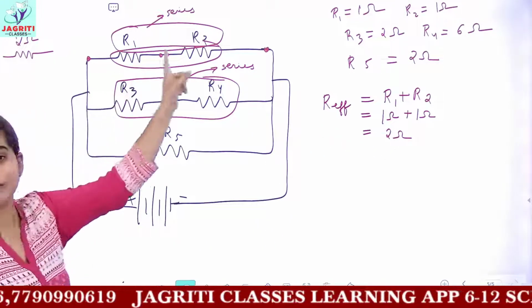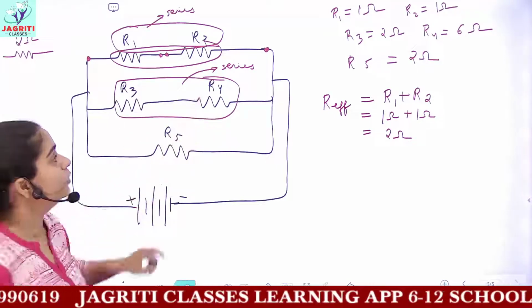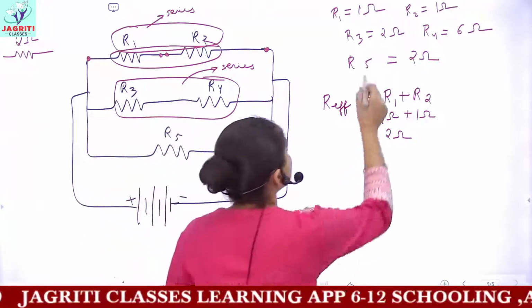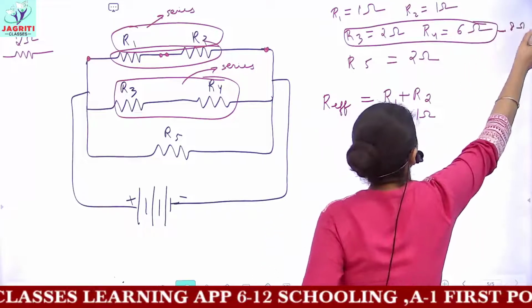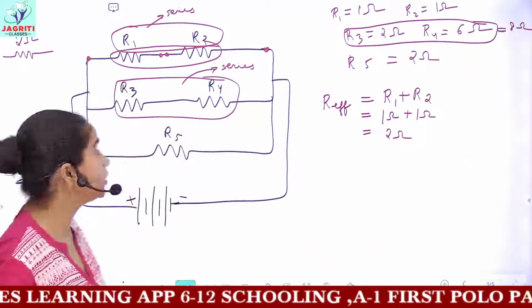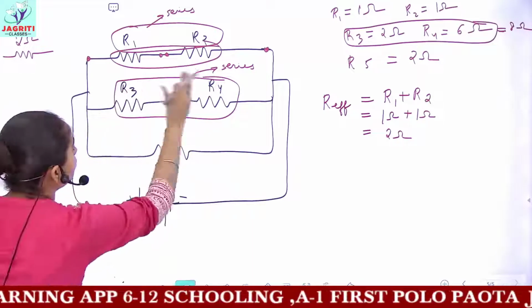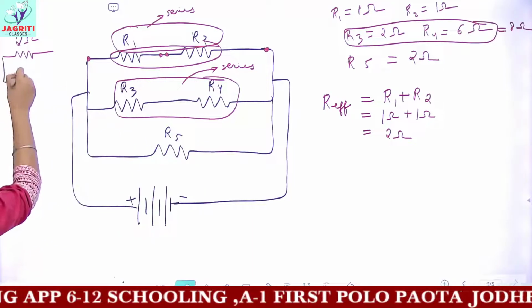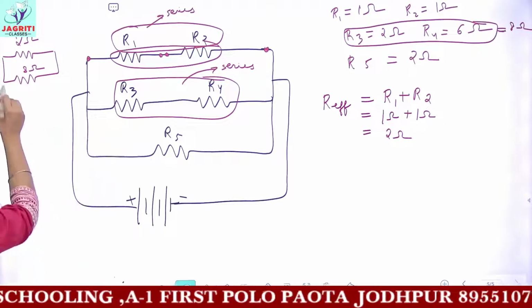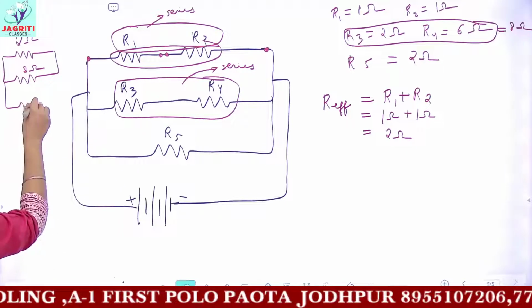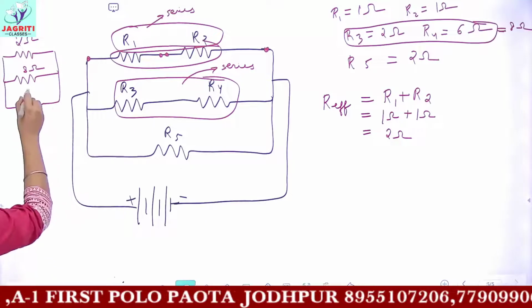Next, similarly, we'll solve for R3 and R4. So both are in series, that means R3 plus R4 would give me a total resistance of 8 ohms. 6 plus 2 would give you 8. So instead of both these, I can put a new resistor which has a resistance of 8 ohm. And then I have remaining with me the resistance R5.